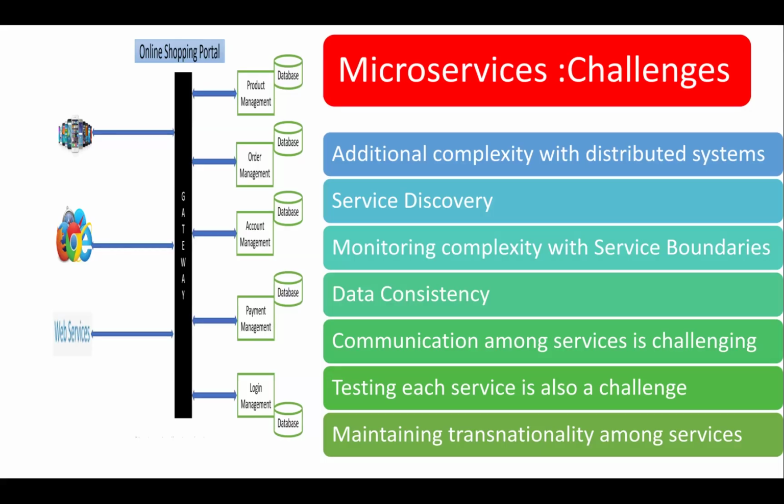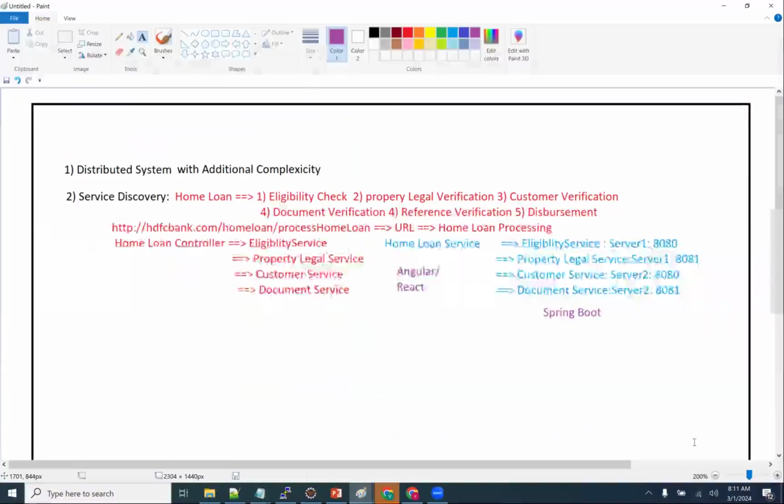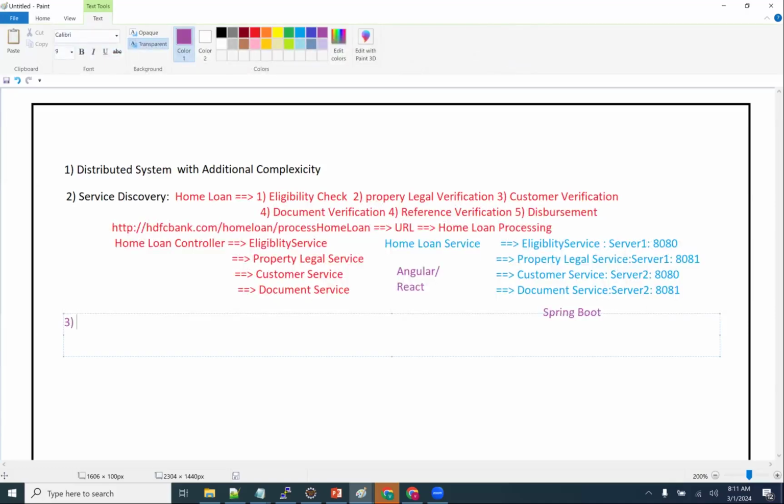Service monitoring. Why do we need to monitor the service? Because I need to call it, right? Home loan service should call eligibility. Home loan service should call legal service. Home loan service should call customer service. And if that service is not good, my entire flow will be disturbed, right? Yes or no, guys? So service monitoring is another challenge here.